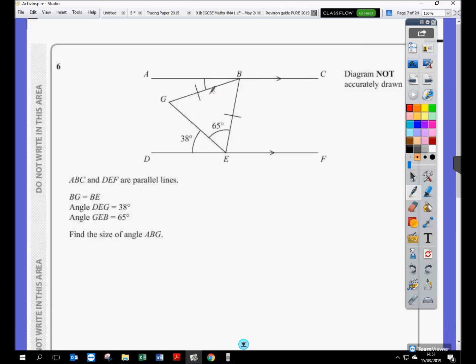Okay, so many ways to do this. First thing to spot is that this is an isosceles triangle, so this angle is also 65. Angles in a triangle add up to 180. So you can work out this one here: 180 minus 2 times 65. So that's 50.